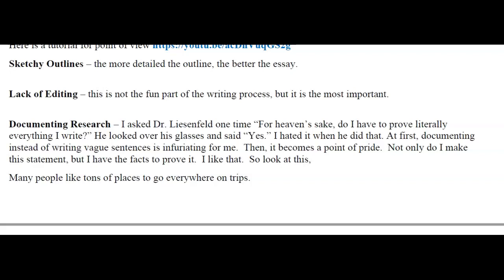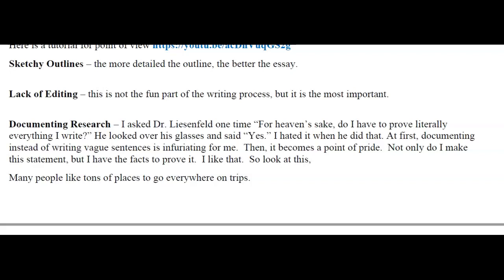Then it becomes a point of pride for me. Not only do I make a statement, but I have facts to prove it. And I love that. I love being right. And so sometimes it's just working with myself. I know I'm a creative visual learner. I know that about myself. That's not anything that's wrong with me. That's just how I am. And I have to work with myself with what I've got to work with.